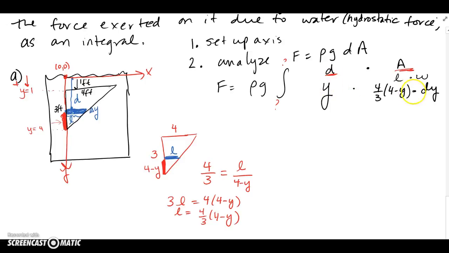I have my distance, I have my length and width. The last thing I need to figure out is from where to where in my picture am I making up the slices. Well, the slices start from here and go all the way down here, and based on my axes, those y values are from 1 to 4.